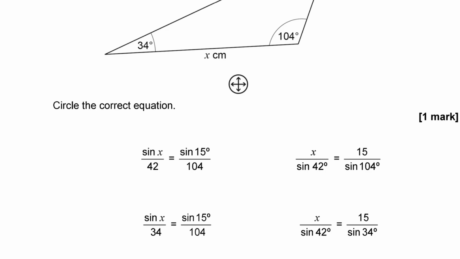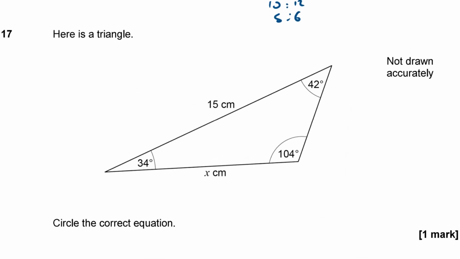So we want the bits with x at the top. Now x is a side, so we're going to write it down with the lengths on the top, and the angles on the bottom. Now side x is opposite angle 42. Angle 34 doesn't have a side opposite it, so that one is no good.